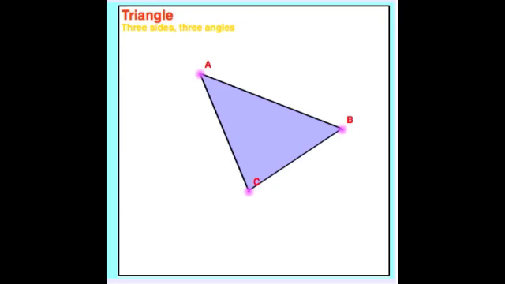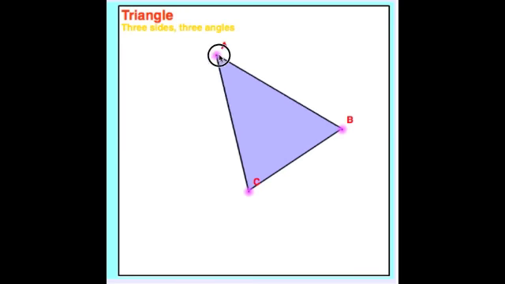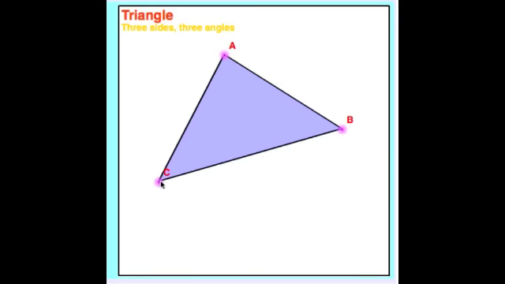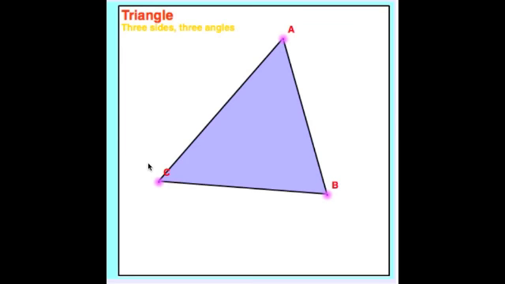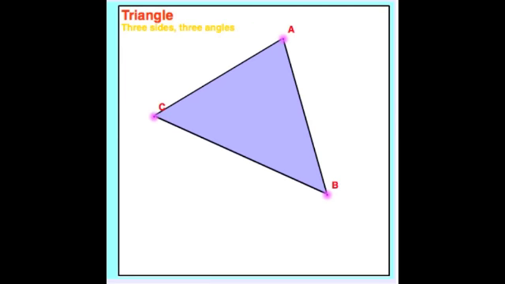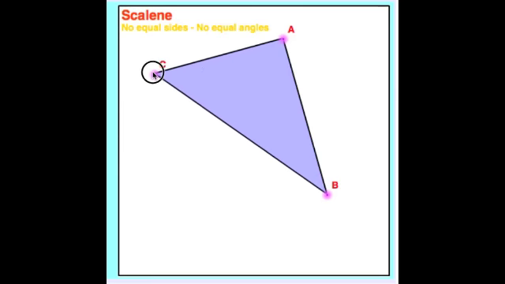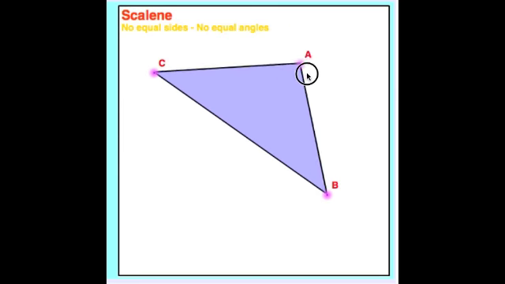Here's an example of different types of triangles. Notice a triangle has 3 sides and 3 angles, because tri means 3. So here we have a triangle, right? And we can move the different points or vertices A, B, and C. If we classify the triangle as a scalene, it means that it has no equal sides and no equal angles.